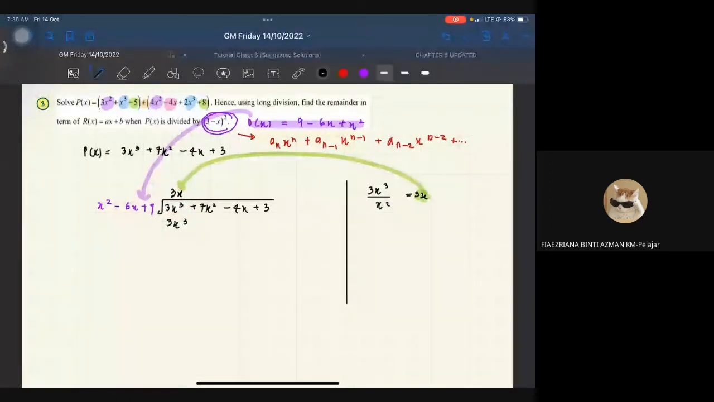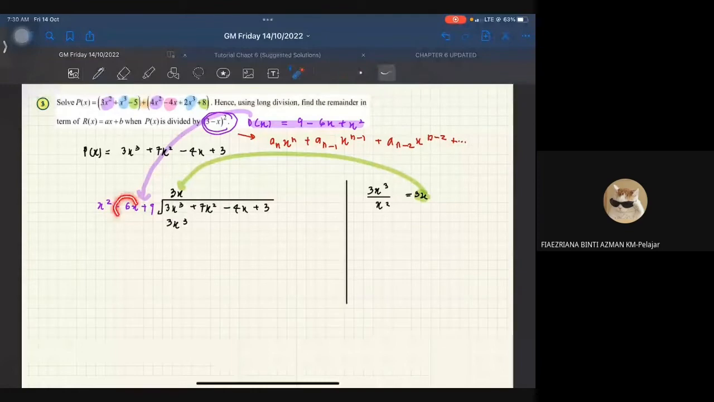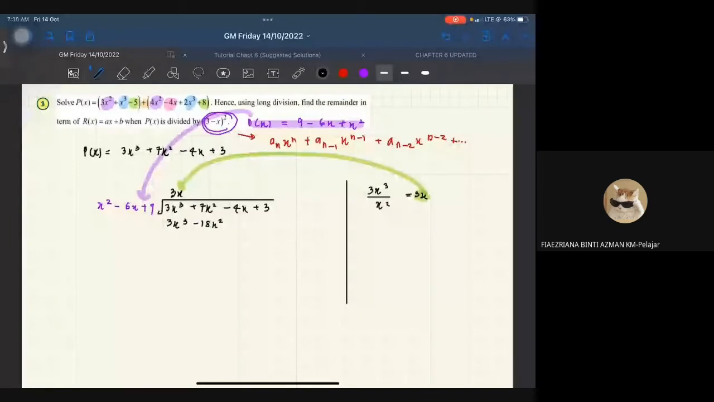Right, and then next one kita ambil negative 6x multiply with 3x. So saya dapat negative 18x square. Sorry, negative 18x square. Okay, and then lastly saya ambil 9 darabkan pula dengan 3x. So saya akan dapat dekat situ 27x. Okay, so sekarang kita tolakkan sahaja.